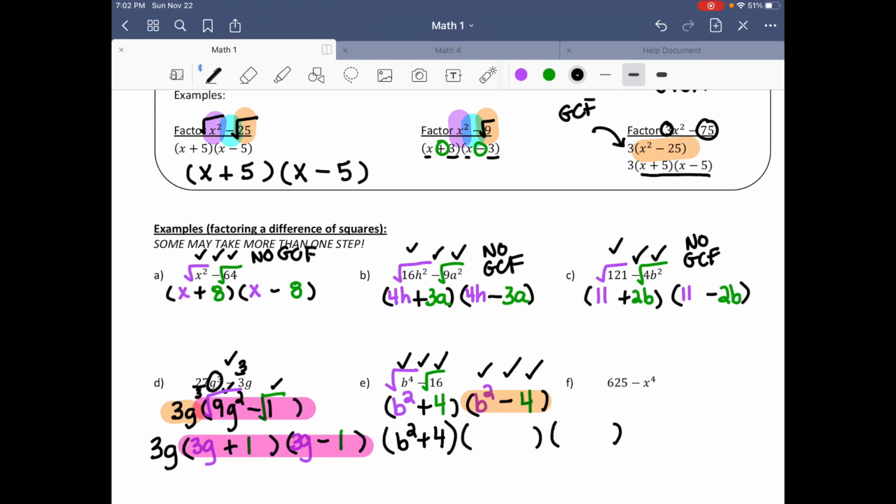So I'm going to write 2 more parentheses. This is going to be a plus and a minus. So this is b and b. This is 2 and 2, because the square root of b squared is b, and the square root of 4 is 2 and 2. So we broke b squared minus 4 down even further to factor that into 3 separate parentheses.